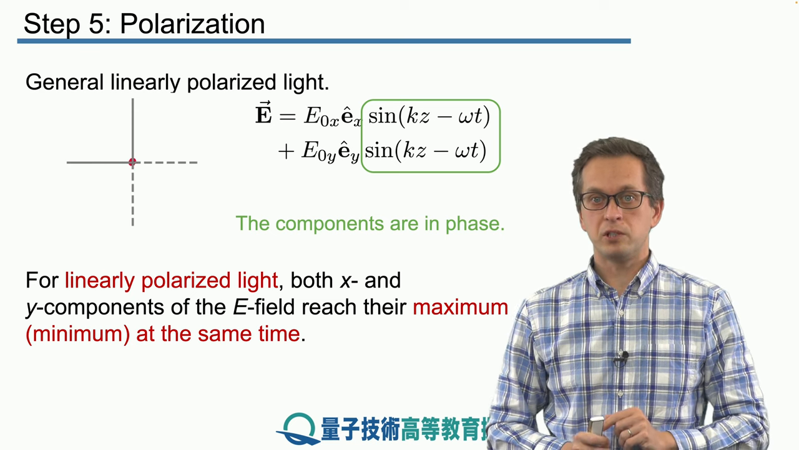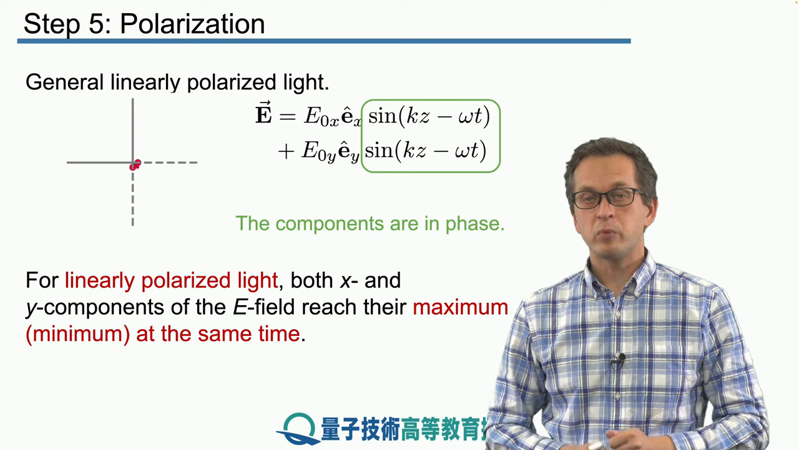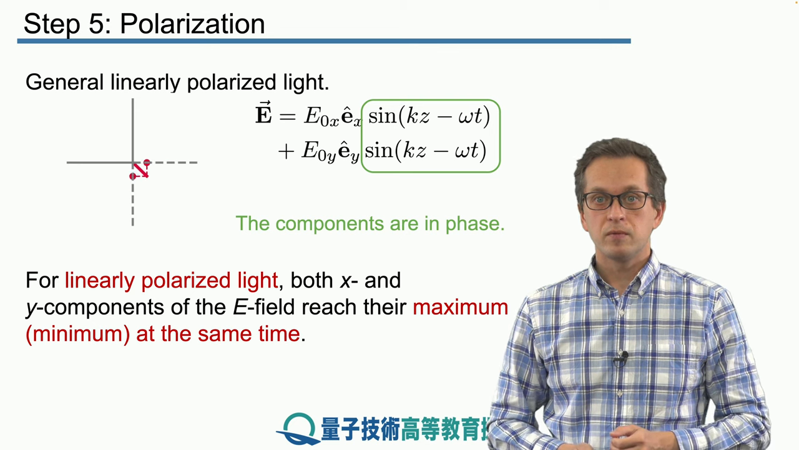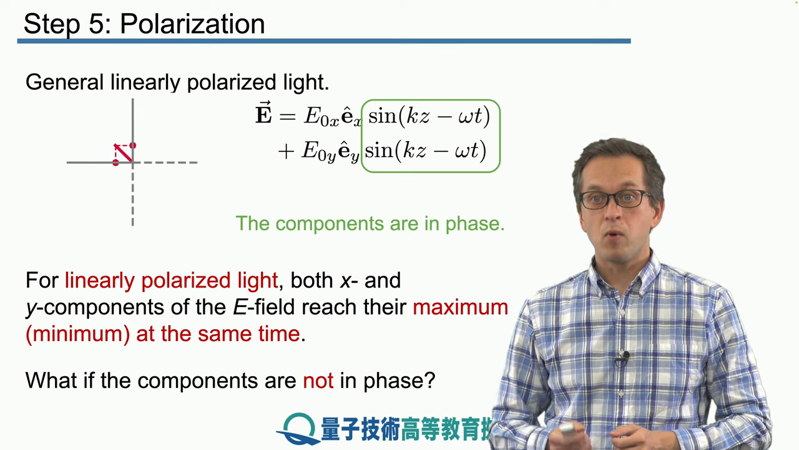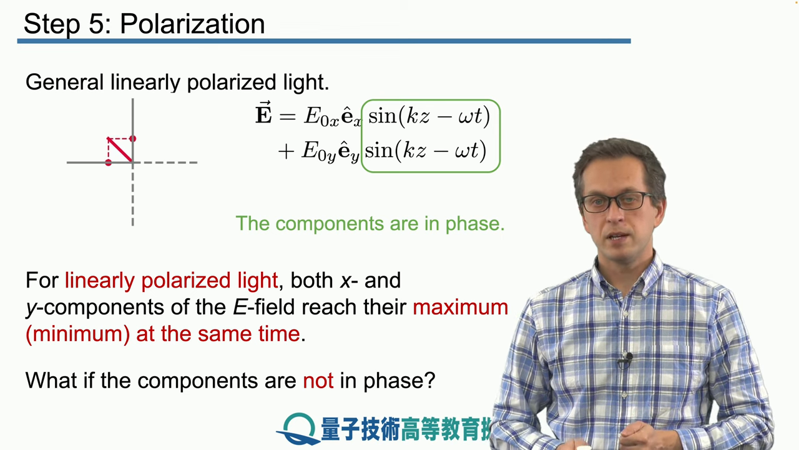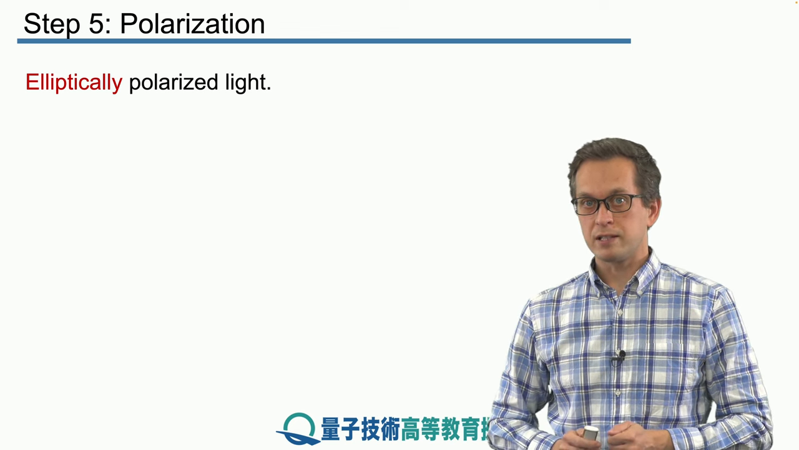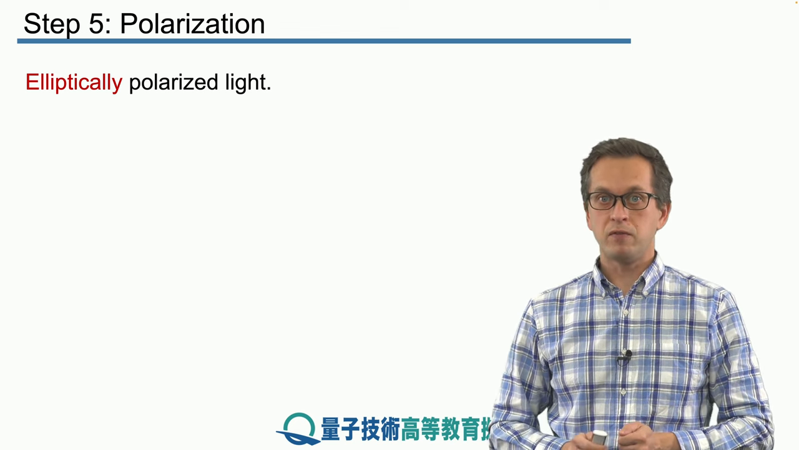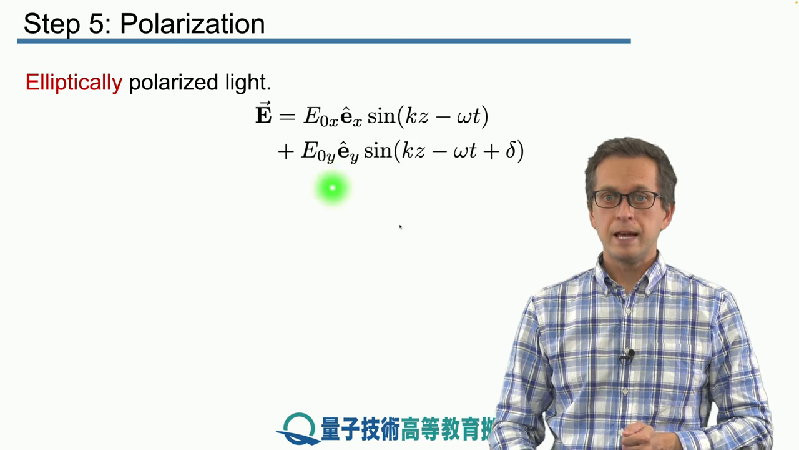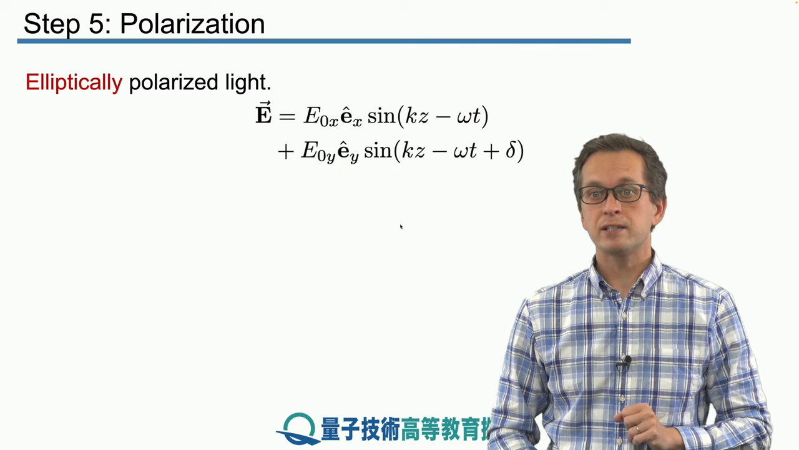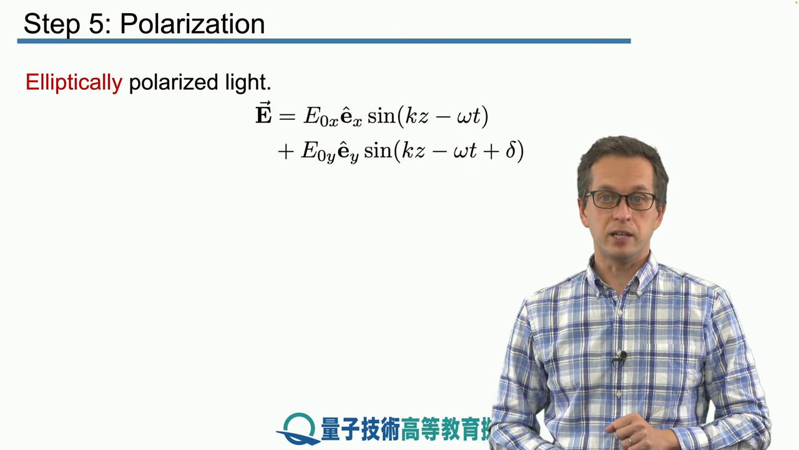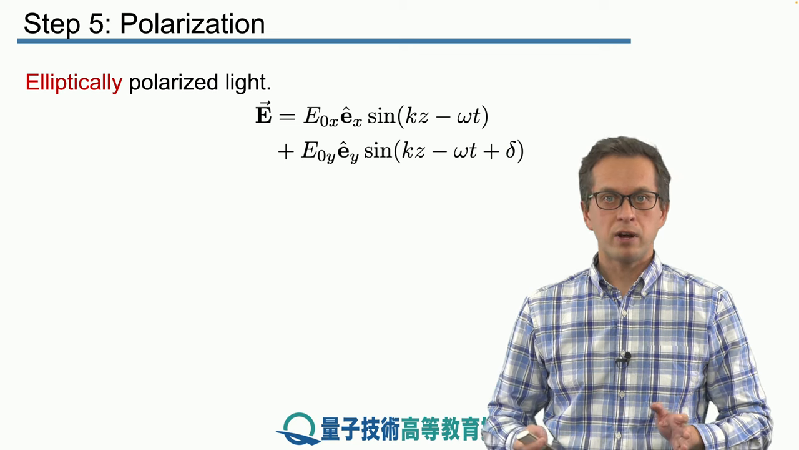But here a natural question arises. Do we need for these components to oscillate in phase? What if they don't do that? Of course, we can have such a polarization as well, where we introduce some phase difference between these oscillations. So let's see what happens. Such a light is called elliptically polarized light. Why that is will become apparent very shortly. First, we will start with a mathematical description of the wave. It's exactly the same thing as for linearly polarized light, except now one of the components is shifted by some phase delta. So mathematically, we can write it down very simply.